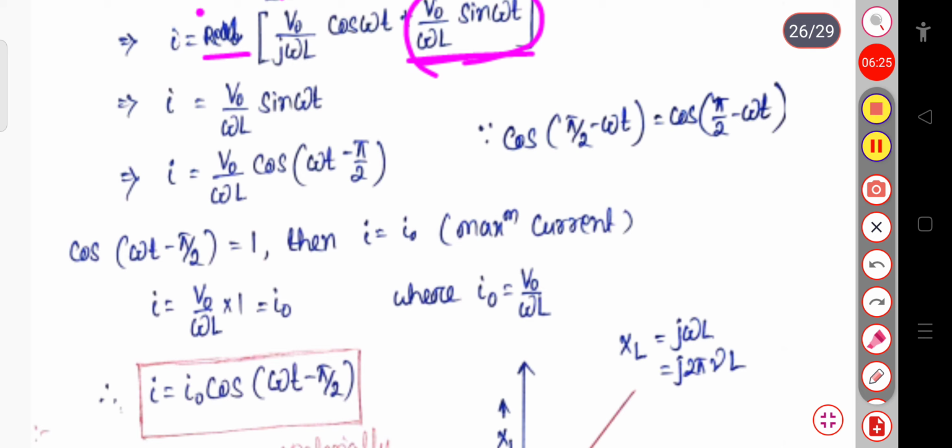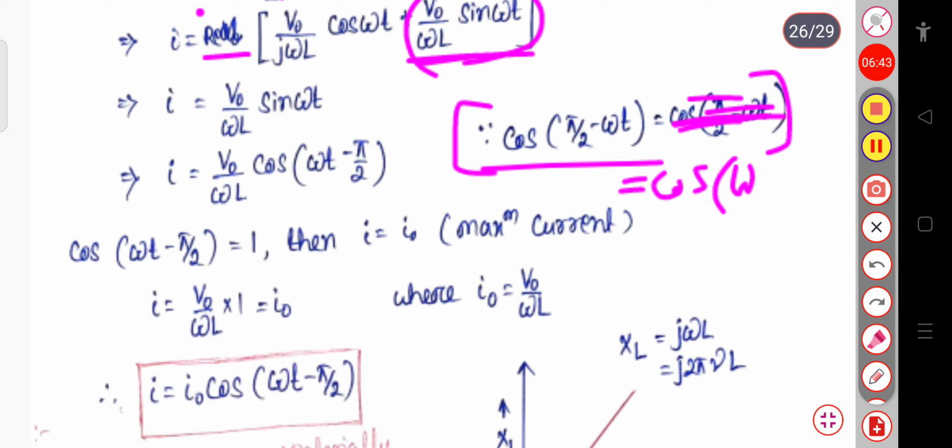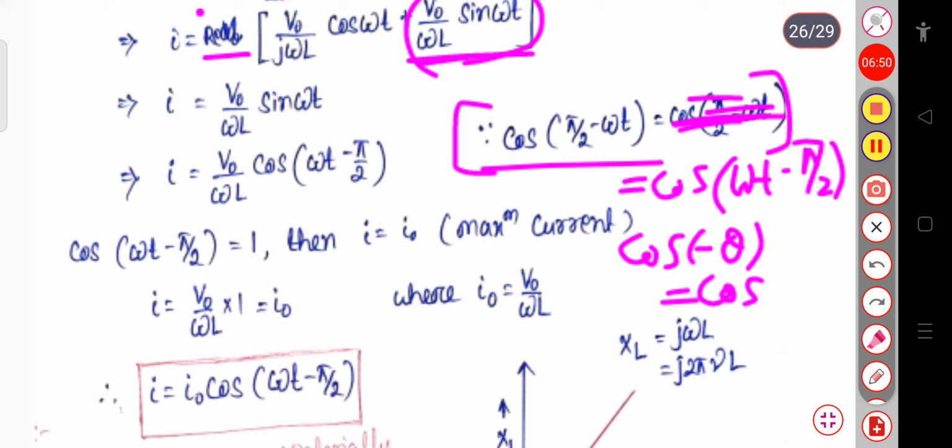Simply we can write sin theta equal to cos 90 minus theta, or cos pi by 2 minus theta. Also cos pi by 2 minus omega t equals cos omega t minus pi by 2, because cosine of minus theta equals cos theta, as it is an even function. So sin omega t can be written as cos pi by 2 minus omega t, or simply cos omega t minus pi by 2.